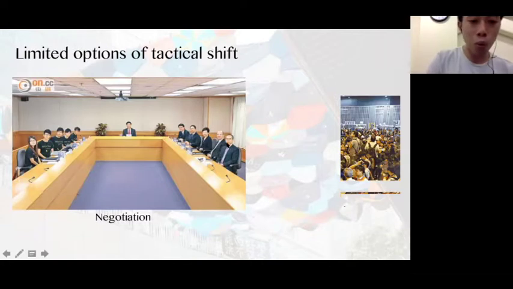So there was actually one negotiation between the student groups and the government officials, the first time in our history. But because the movement's DNA was stuck to resistance and not being able to compromise on anything, it was hard to use negotiations as one way to shift our tactics. And also the government didn't promise anything, so it was hard to tell people that it's time to move on without any progress from the government.